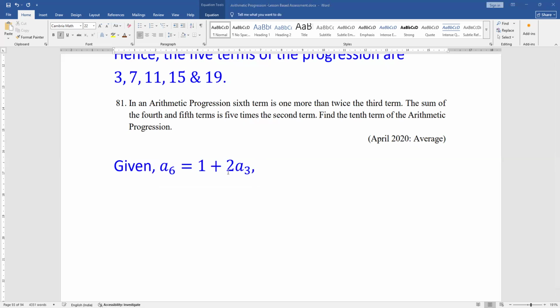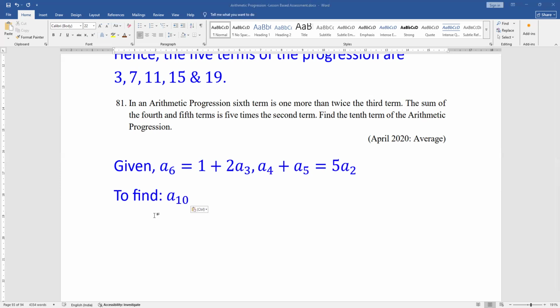Next, what do we need to write? The sum of the fourth and fifth terms, what is it? a4 plus a5, which should be equal to 5 times the second term. 5 times the second term is what? 5 times a2. Then what do we need to find out? We need to find the 10th term of the arithmetic progression, that is a10.